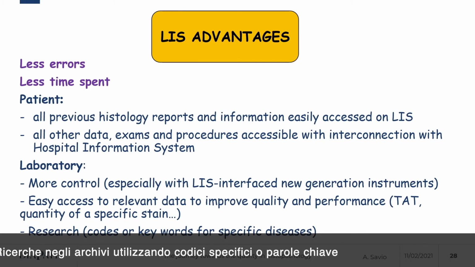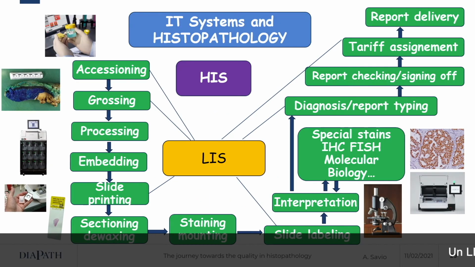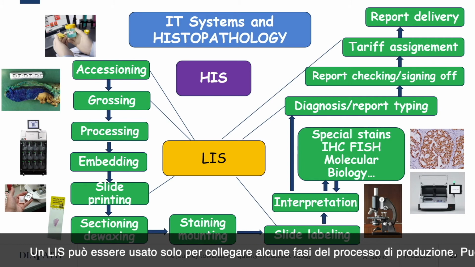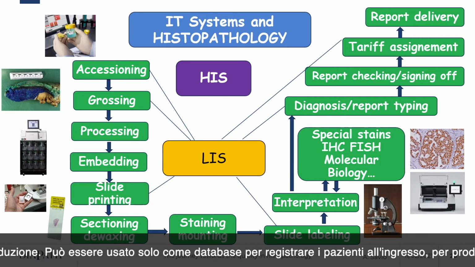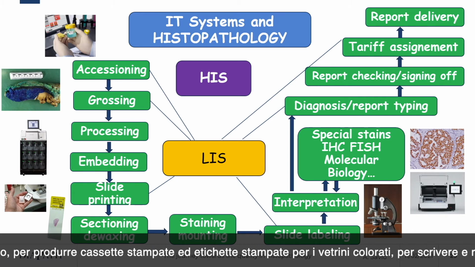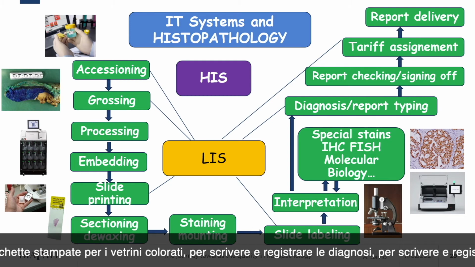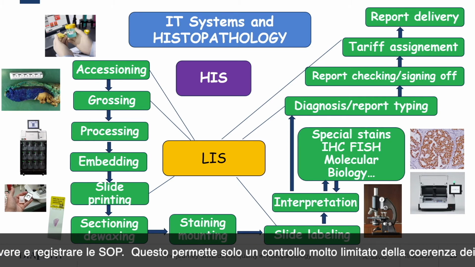Using a LIS increases the possibility of research. You can find a list of similar cases using specific codes or keywords. A LIS could be used to connect only limited stages of the production process. It could be used only as a database to register the patients at the entrance, to produce printed cassettes and printed labels for the stained slides, to type and register the diagnosis, to type and record SOPs.